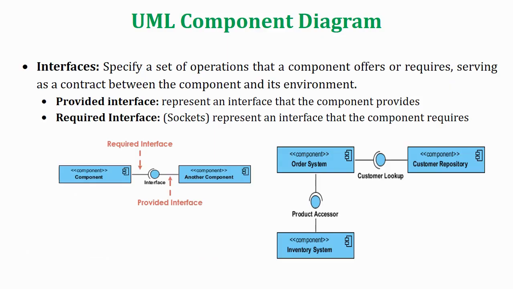Next, interface. It specifies a set of operations that the component offers or requires, serving as a contract between the component and its environment. There are two types of interfaces here. One is a provided interface and the next one is a required interface. A provided interface represents the interface that the component provides. The required interface, that is a socket, represents the interface that the component requires.